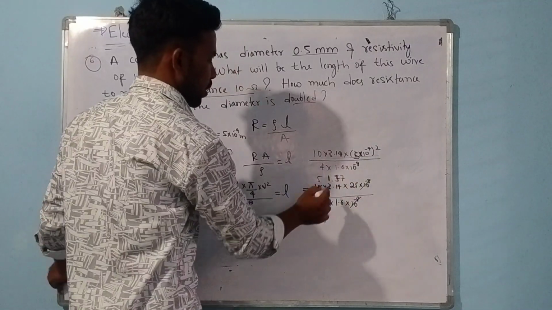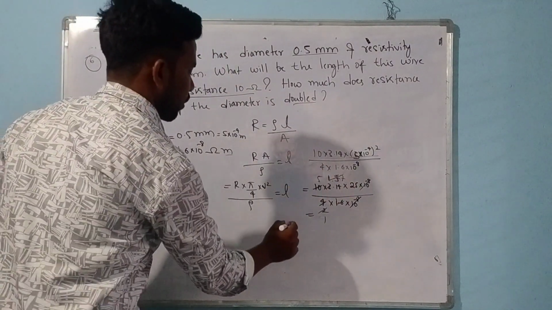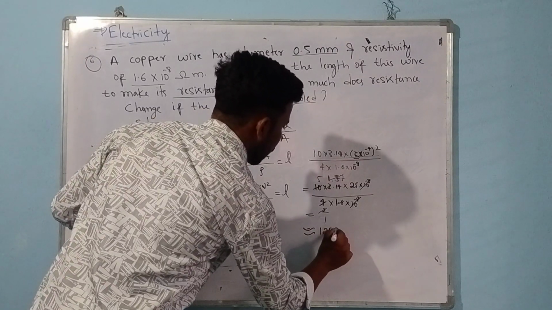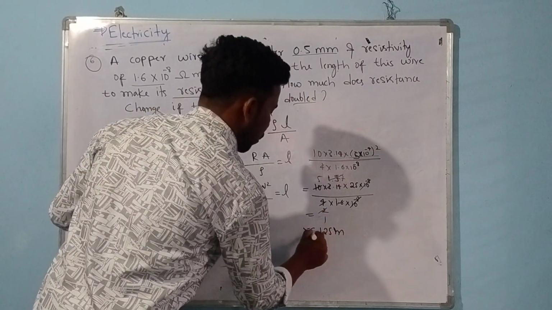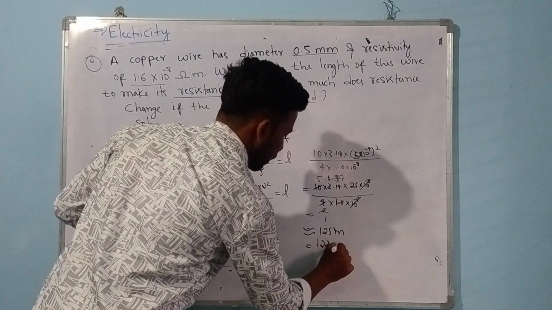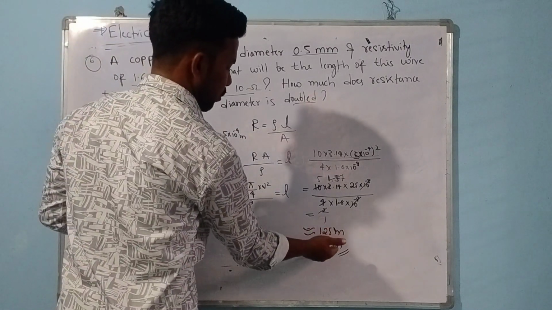These two are nearly equal, so they cancel. 25 by 5 is a nearly approximate answer, 125 meter approximate value. If you calculate the exact value, it comes to 122 meter. You can give this one. Your calculator is not available, so you can proceed with this.